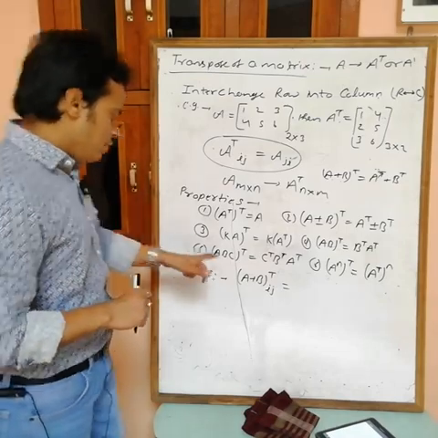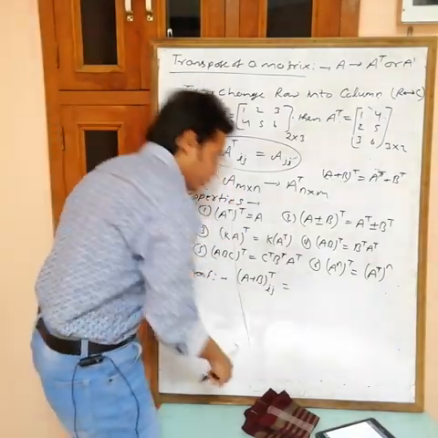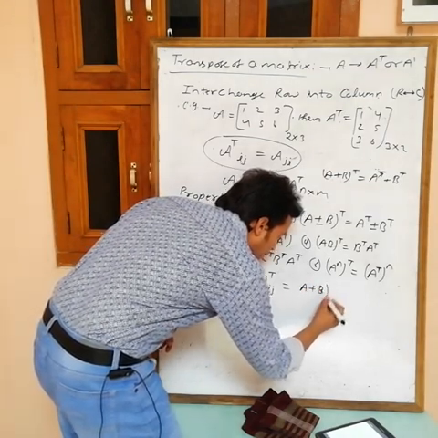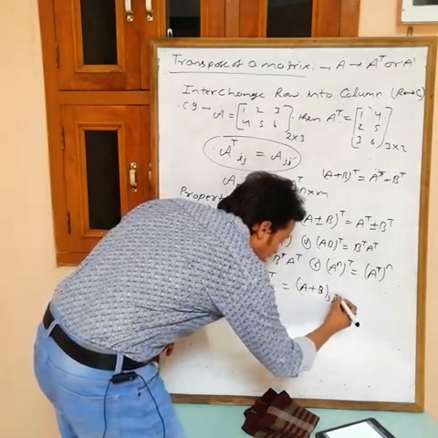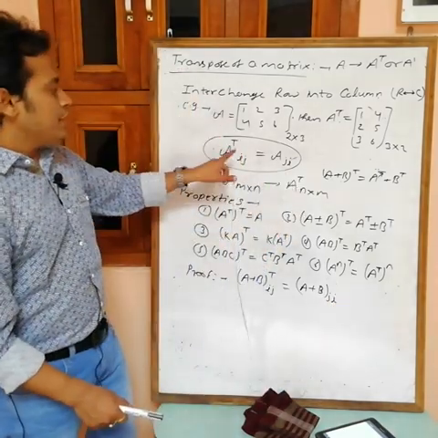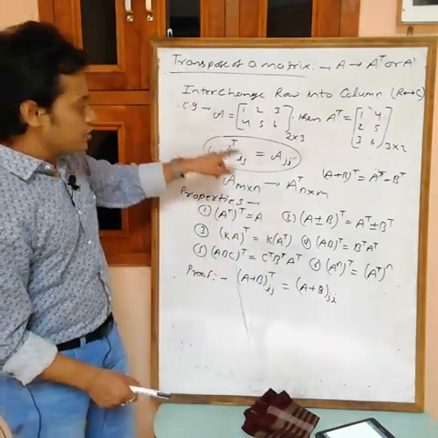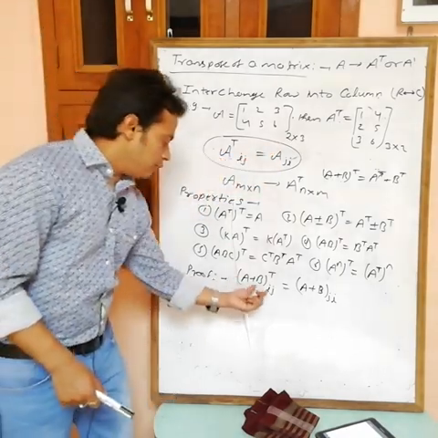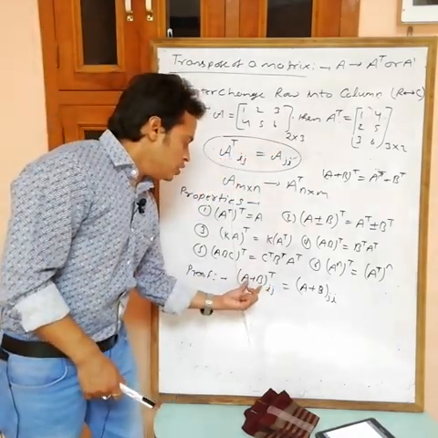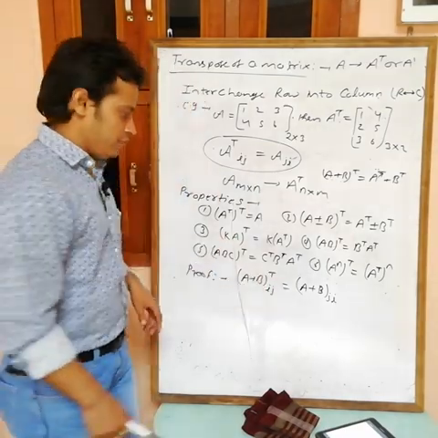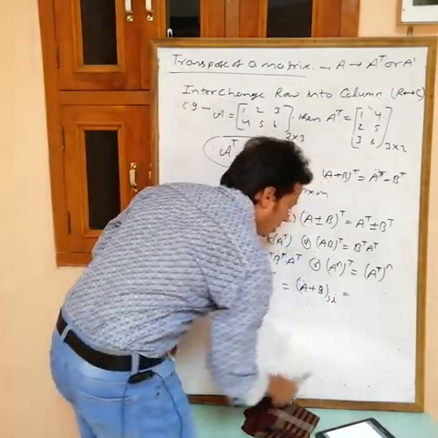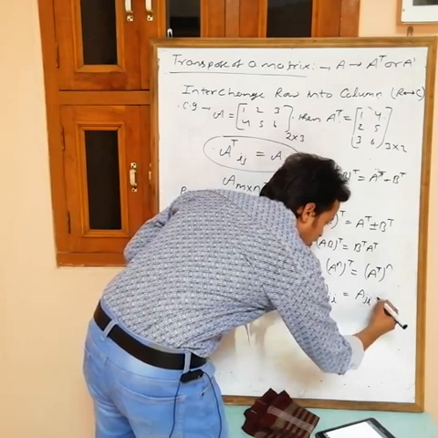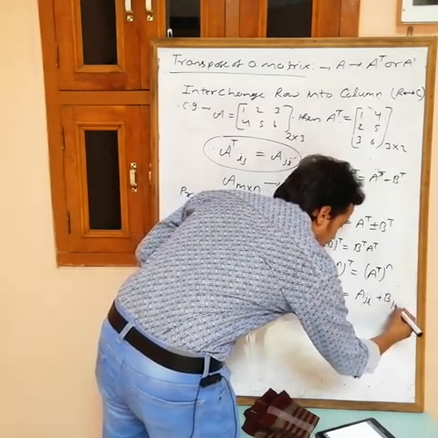Now the ijth element of (A plus B) transpose is equal to the jith element of A plus B. The ijth element of A transpose is equal to the jith element of A. Similarly, the ijth element of this one's transpose is equal to the jith element of A plus B. The jith element of A plus B is equal to the jith element of A plus the jith element of B.